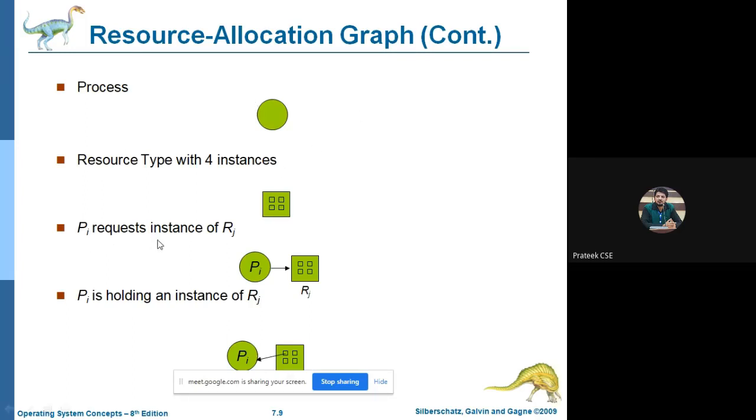And this is the request edge: PI requests an instance of RJ. So RJ के पास 4 instances हैं. So PI is requesting one of the instances of resource RJ. And here you can see PI is holding an instance of RJ. So this is the representation that one of the instances of resource RJ has been assigned to process PI. So this is the notation. These are the notations which are used in the resource allocation graph. And this is one of the best methods to represent the concept of deadlock in a system.